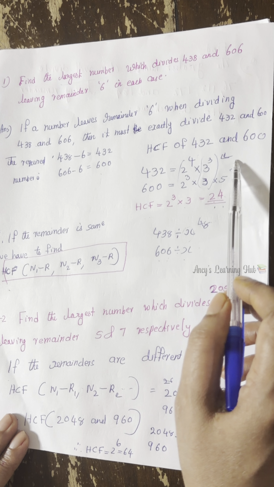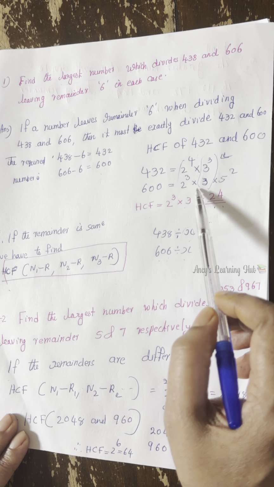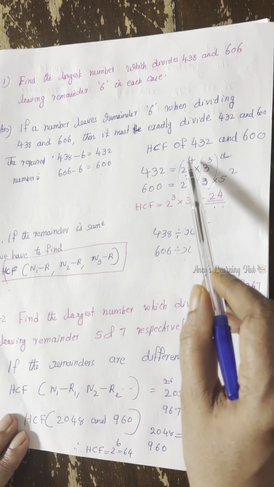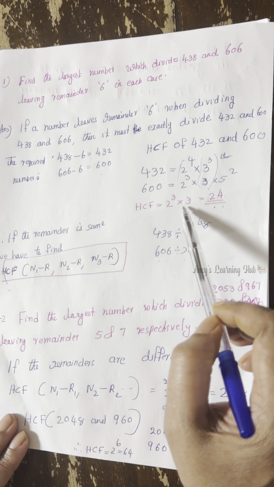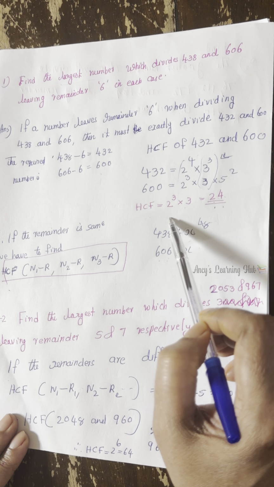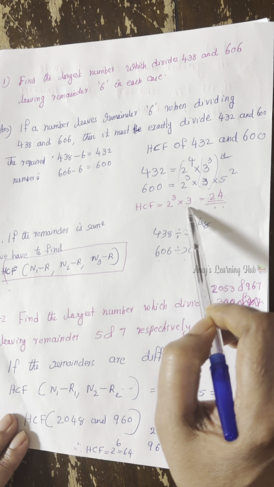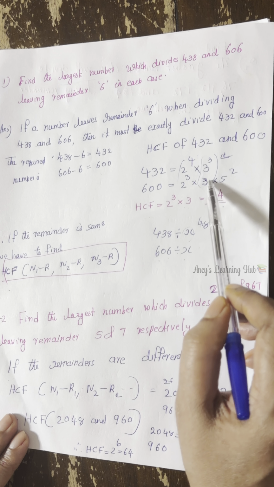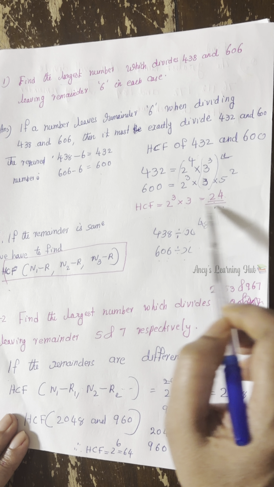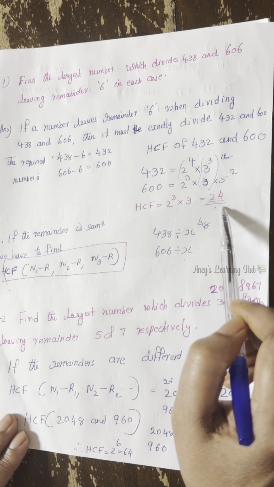When you find this HCF, prime factorize each number and take the common prime factors with the least power. Here 2 is a common prime factor, but the least power is 2 to the power 3, that is why we took 2 to the power 3. Again 3 is a common prime factor, and we took 3 only, because 3 to the power 1 is the least power. Then when you multiply them together, we get the HCF of 432 and 600 as 24.